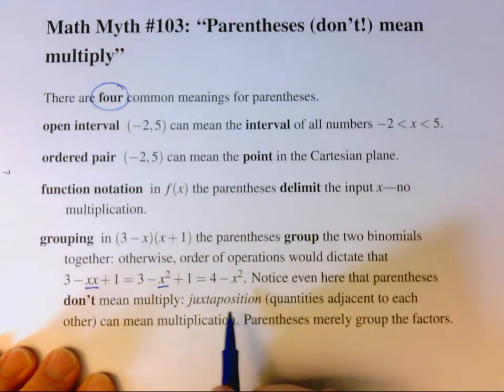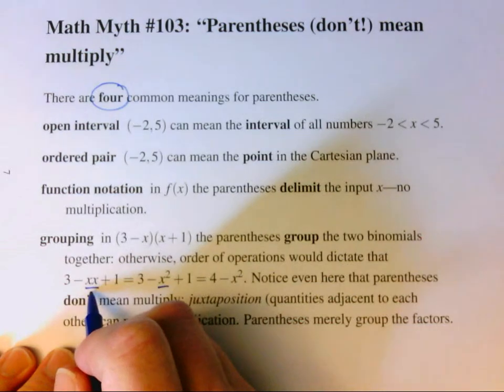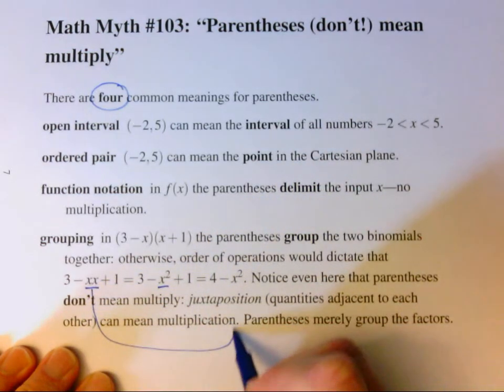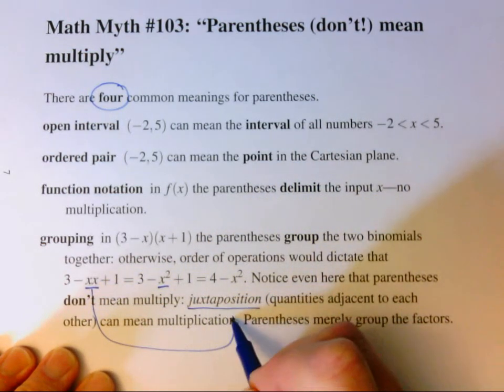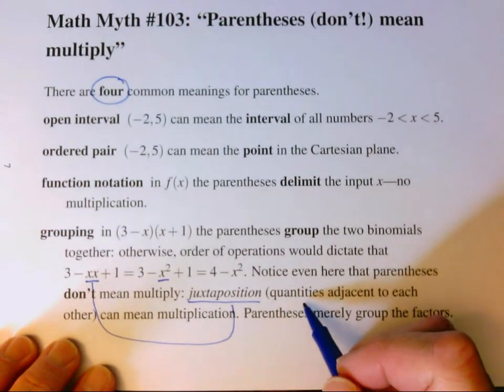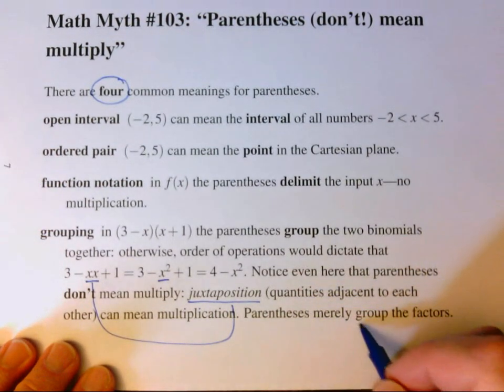Juxtaposition, bumping 2 things side by side, means multiply, and that's exactly what happened right here. This was a case of juxtaposition. That means multiply. Parentheses only group.